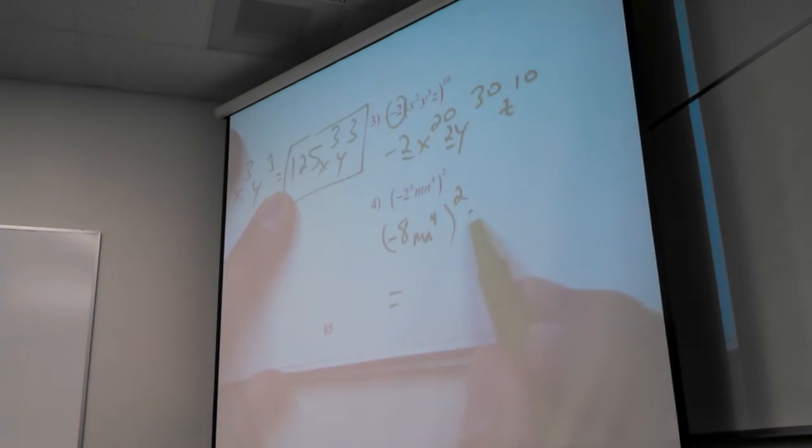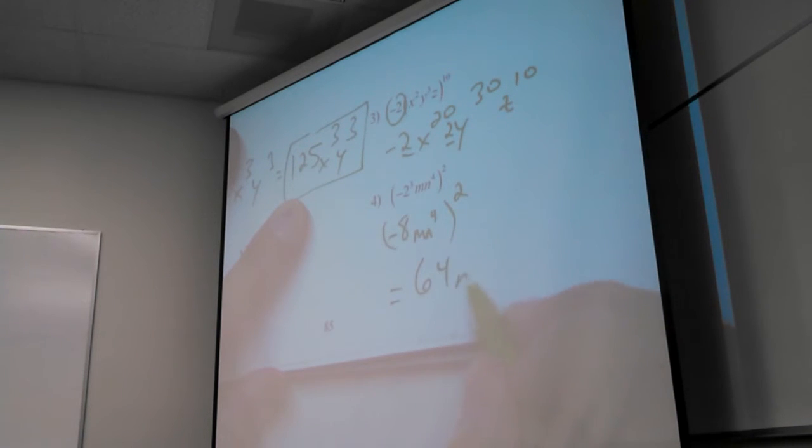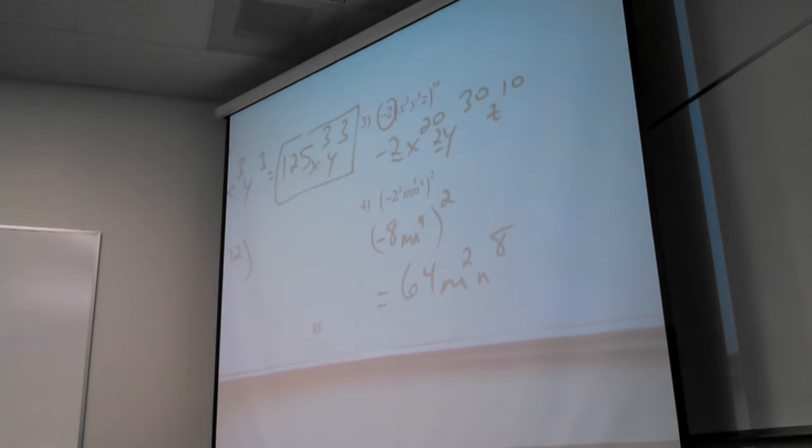What's -8 squared? 64. Good, because the negative, of course, cancels. -8 times -8 is positive 64. M to the... 8. Careful, n is to the 4th, so that would be to the 8th. M is to the first power, right? So that's m to the second. I like it. I just wrote my m and n really close.